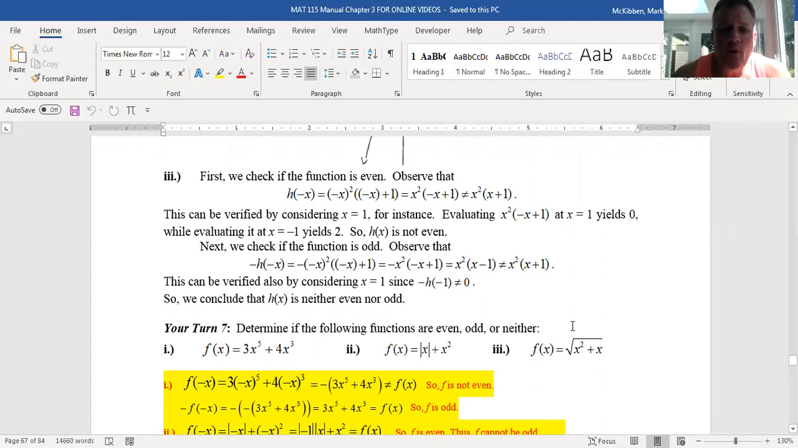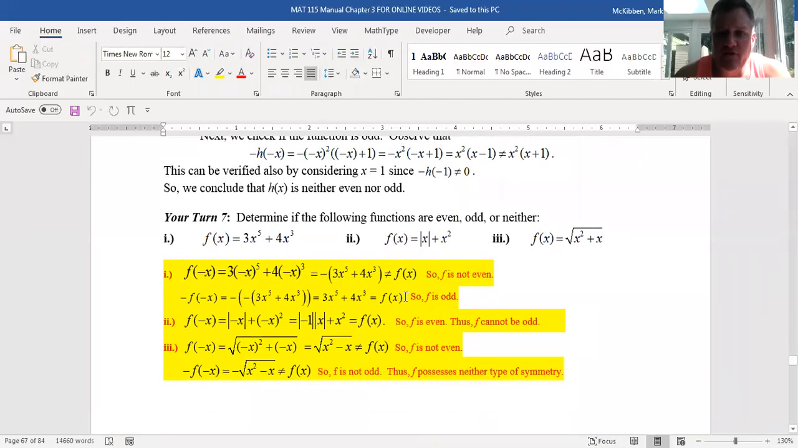All right, Your Turn 7, which I'm just listing here, gives you more practice. So you can go ahead, stop the video and try them and then check yourself. But it's the same idea, right? You want to use those two composition tests for even and odd to see what the symmetry is.